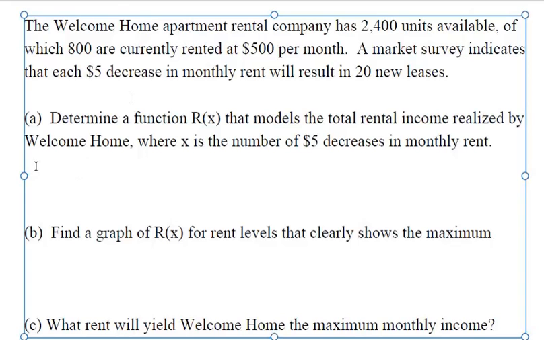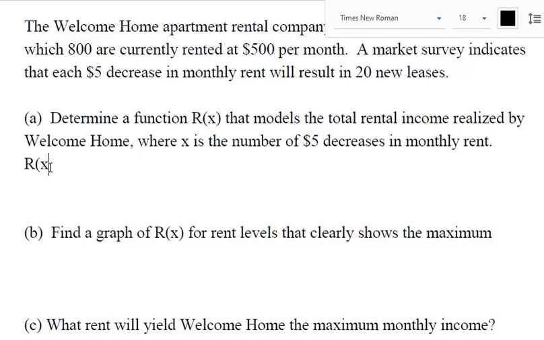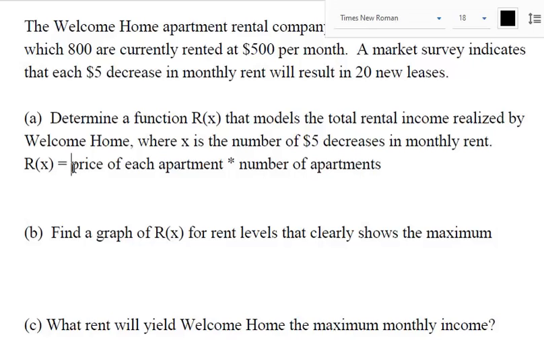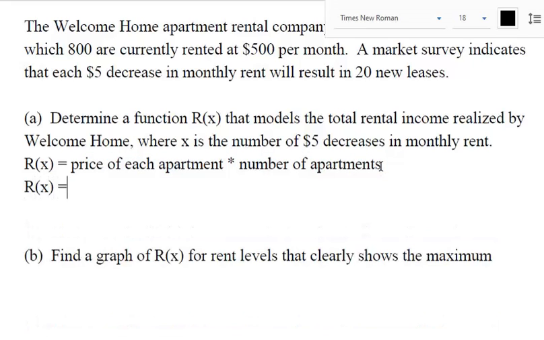So the basic idea we're dealing with here is that the revenue is the price of each apartment times the number of apartments, right? Right now we have $500 here, and it's 800 here. But those are going to become variables because of what they told us. The price of each apartment starts at 500, and I'm going to keep it blank there. And the number of apartments, we start with 800 apartments rented out. But it's going to fluctuate because we're going to try to mess around with the price.